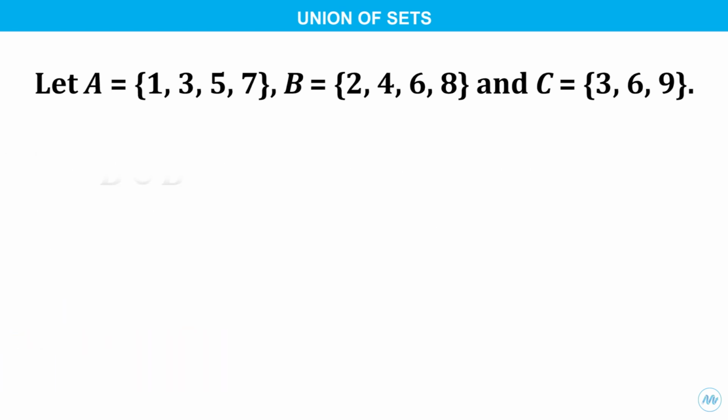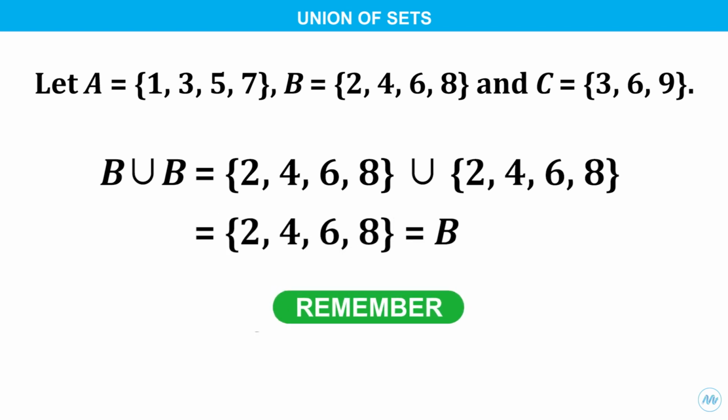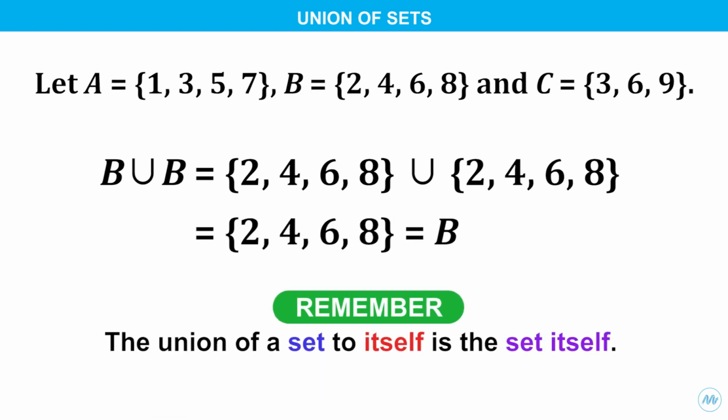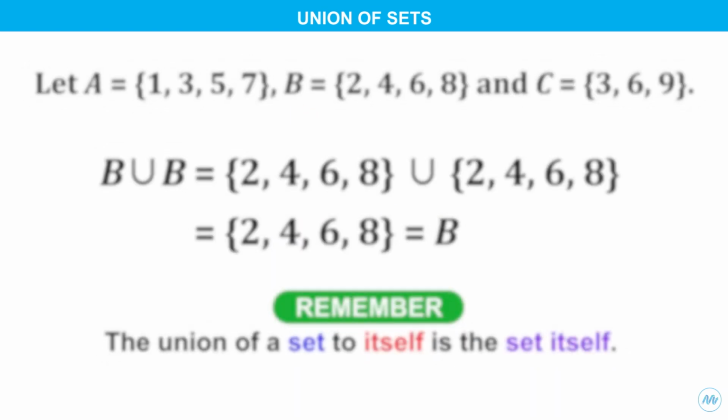The union of set B to itself is the same as set B. The union of a set to itself is the set that is equal to the given set. Ito ang kaibahan sa addition ng numbers. Kung 1 plus 1 equals 2, sa set B union B is still B. Ito ay dahil hindi isinusulat ng paulit-ulit ang mga elements ng set.